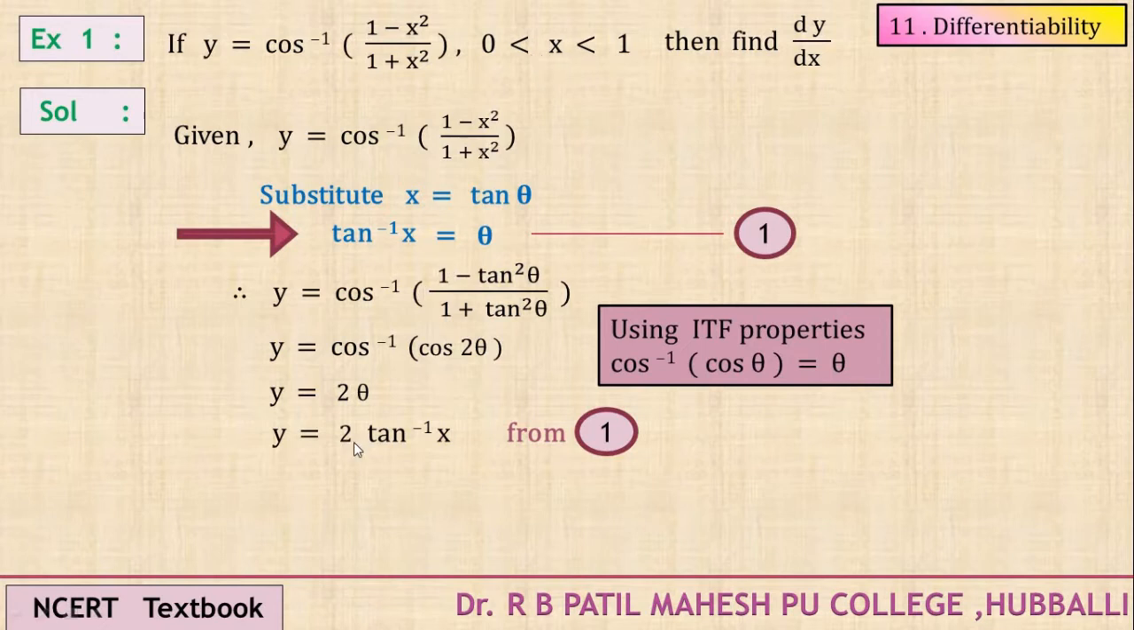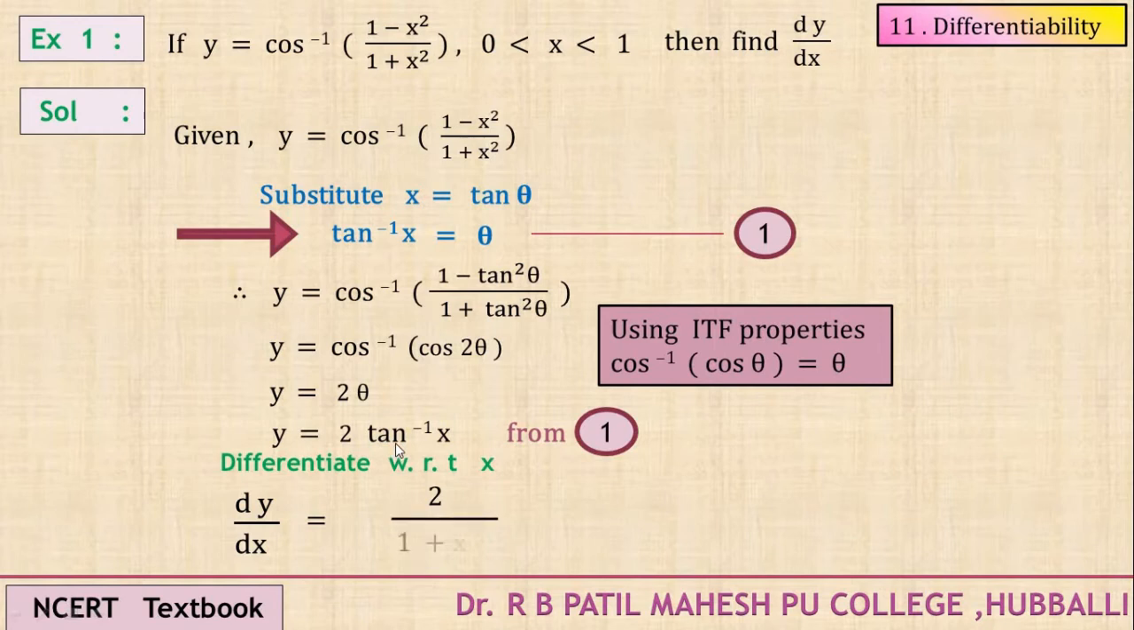Next, we got the simplest form, so we differentiate with respect to x. So dy by dx is equal to 2, which is multiplied as it is a constant, and the derivative of tan inverse x is 1 divided by 1 plus x square. So this is the derivative of the given function. I hope you understood, students.